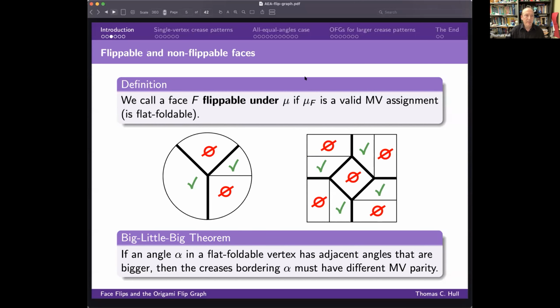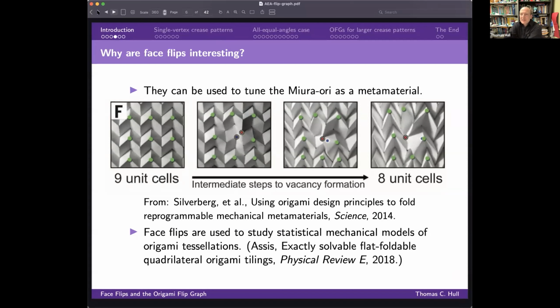face flips work. Okay, so that's a start of an introduction. But why are face flips interesting? I think they're interesting just because they're nice, and you'll see they lead to some interesting mathematics. But they also have been interesting to some physicists, actually.